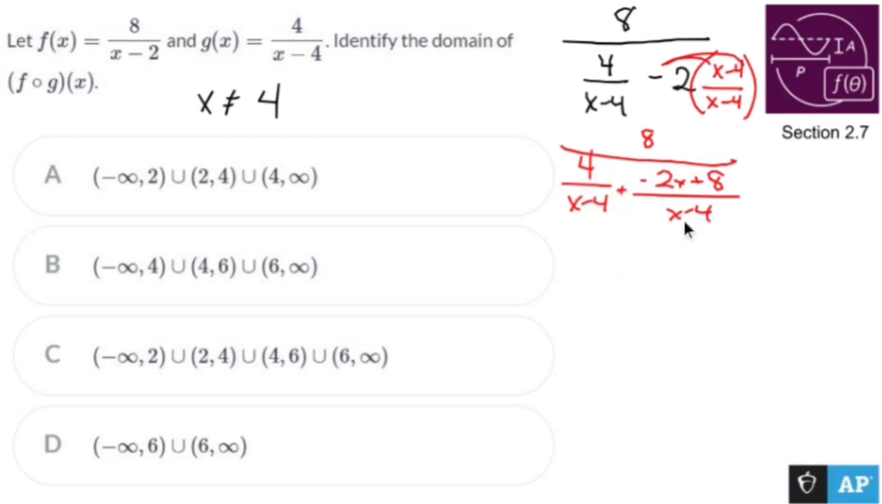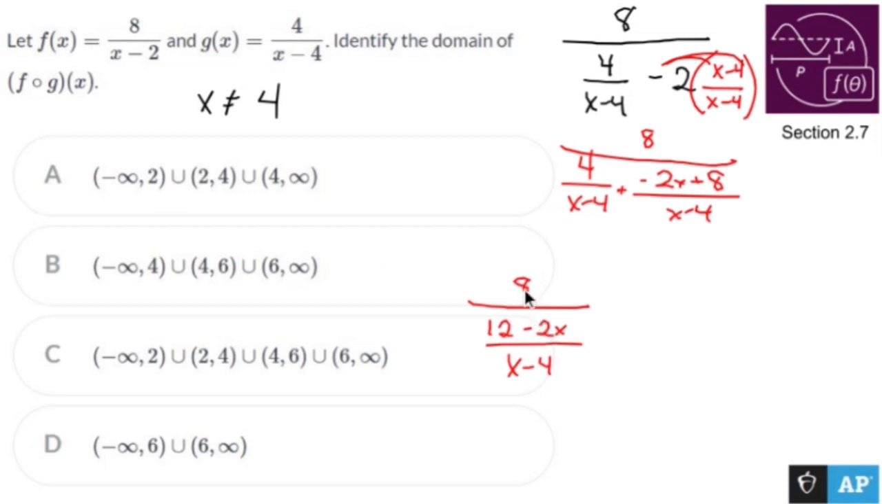Now that I have the same denominator downstairs, I can combine the numerator, so 8 still lives upstairs. Okay, 4 minus 2x plus 8 is 12 minus 2x over x minus 4.